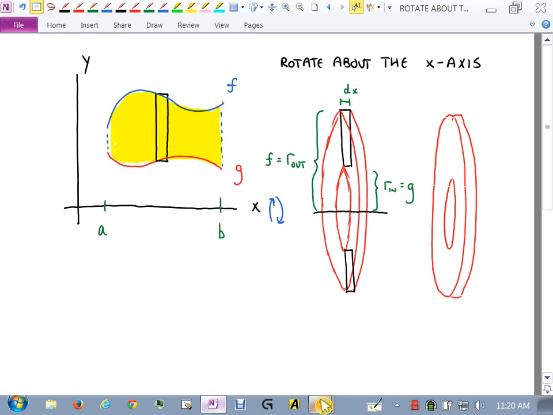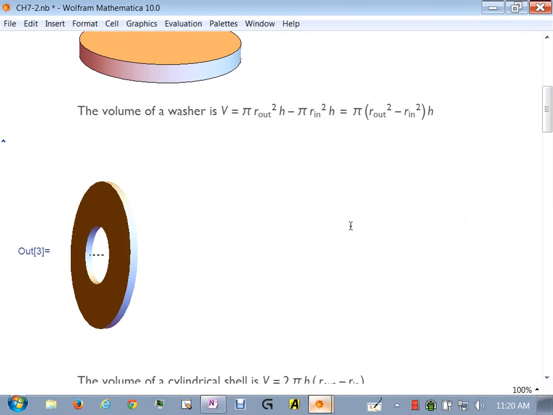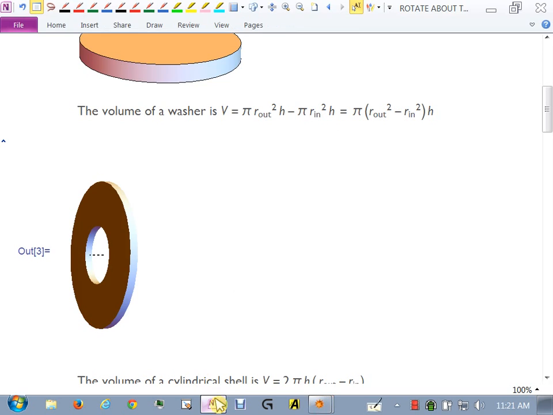So going back to this formula, we're going to have pi times the height, right? The height's in the back. I put it in the back here. R out squared minus R in squared. So let me write that down here.